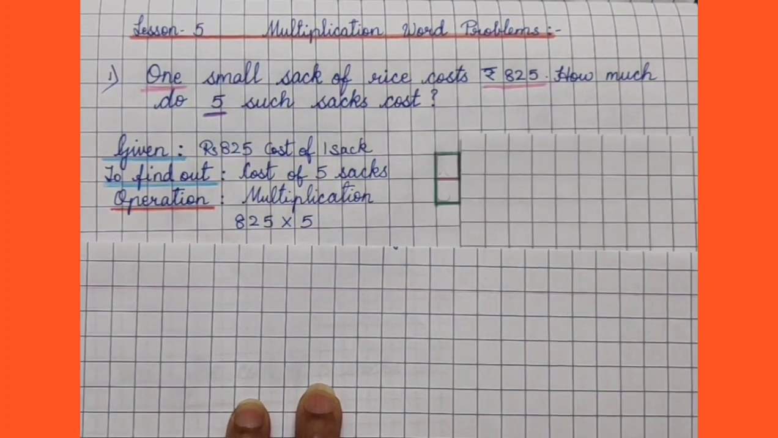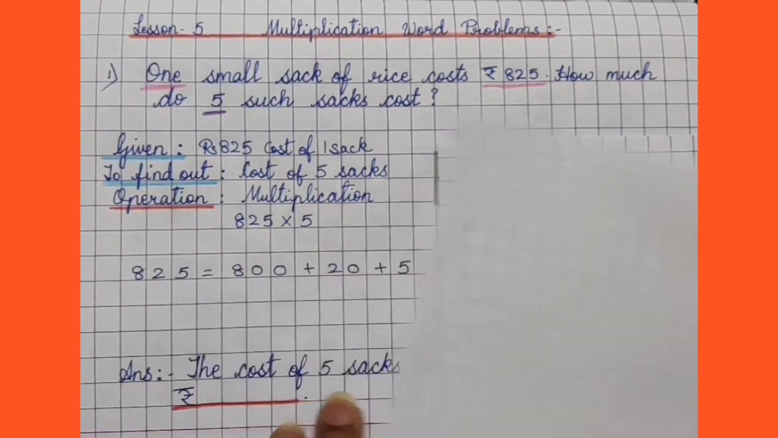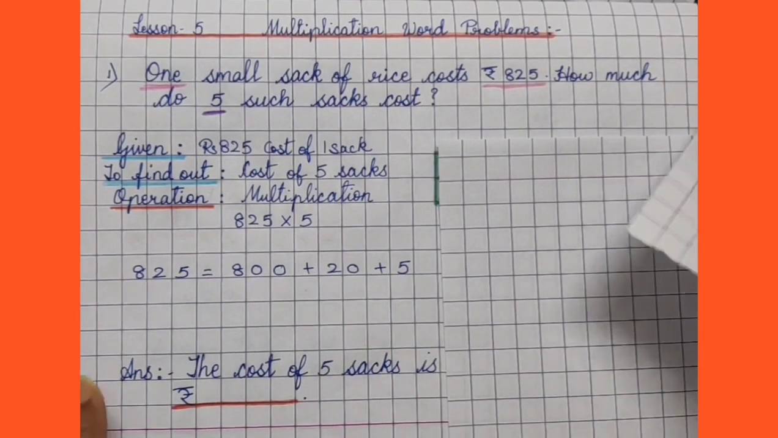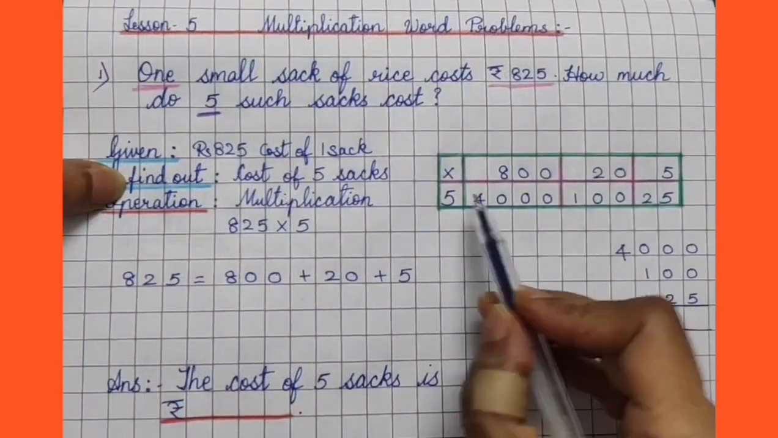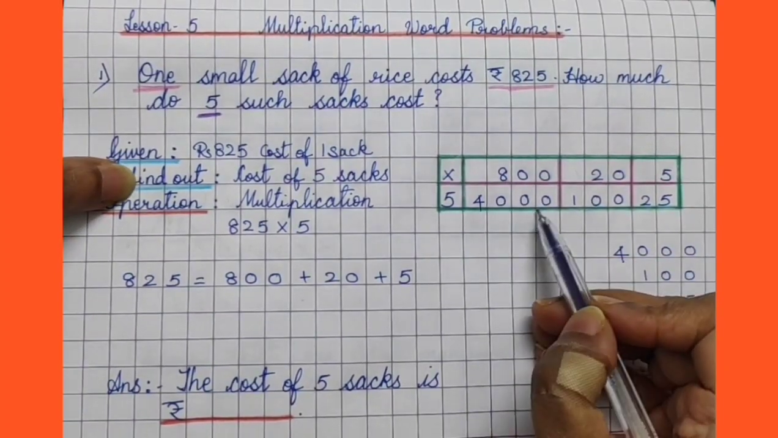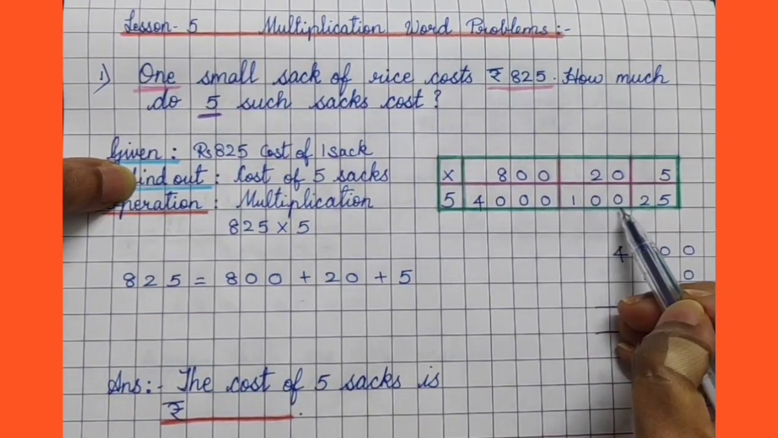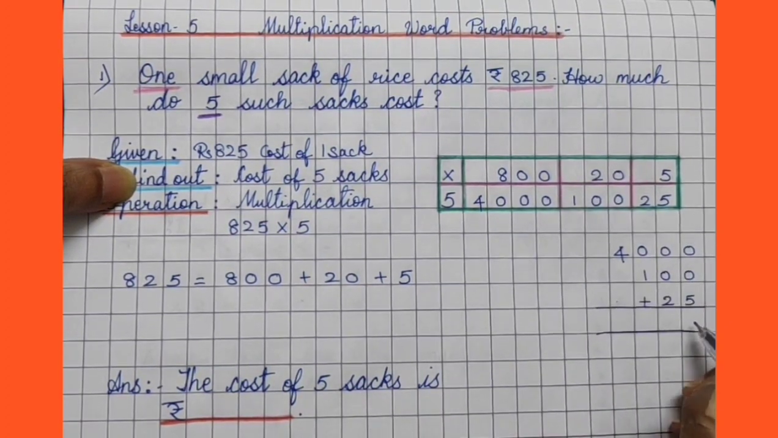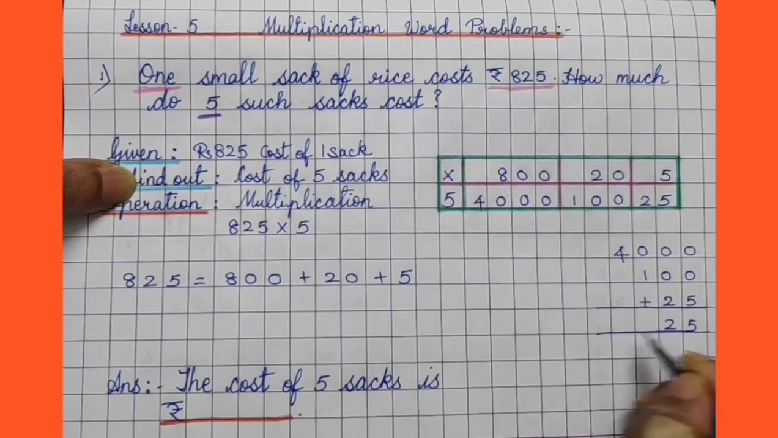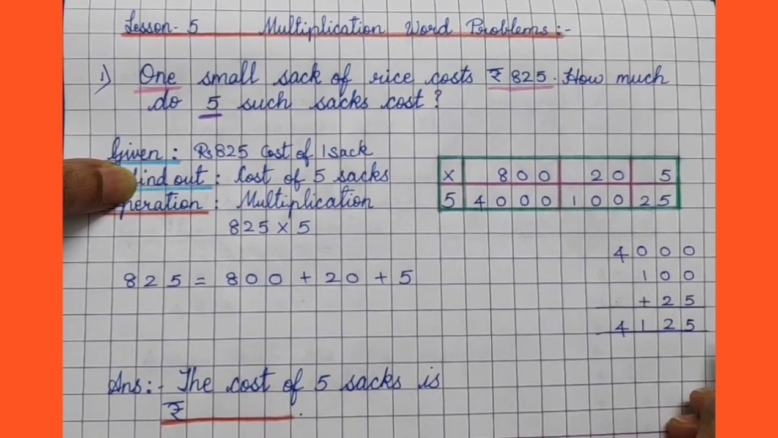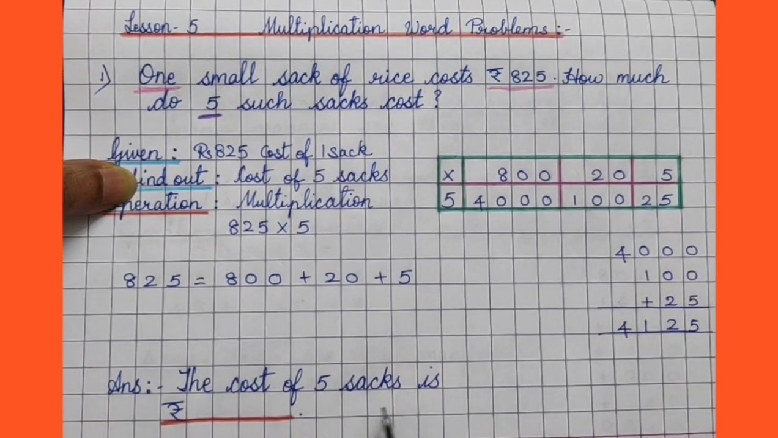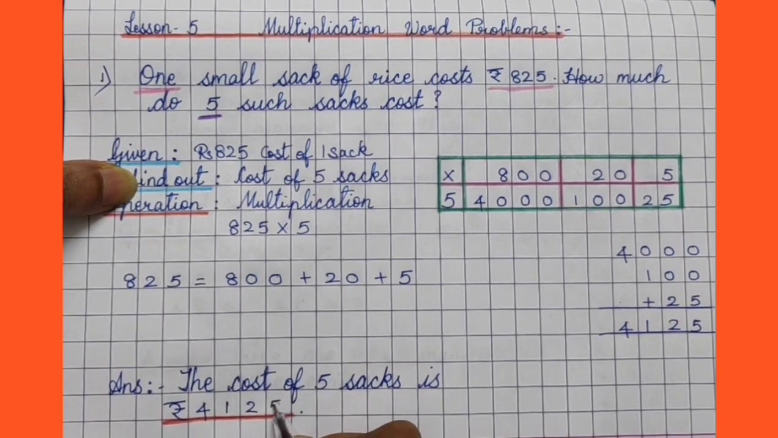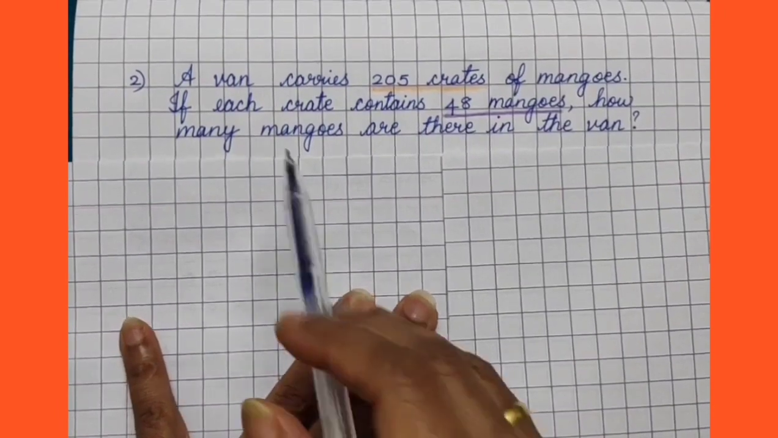Correct? So 825, you write it as 800 plus 20 plus 5. Arrange it in the lattice method. So 5 into 8 is 40, 800 is 4,000. 5 into 20 is 100. 5 5s are 25. You arrange all the 3 numbers and you add them. So the answer is 4,125. So the cost of 5 sacks is rupees 4,125. Now let's continue with the word problem.